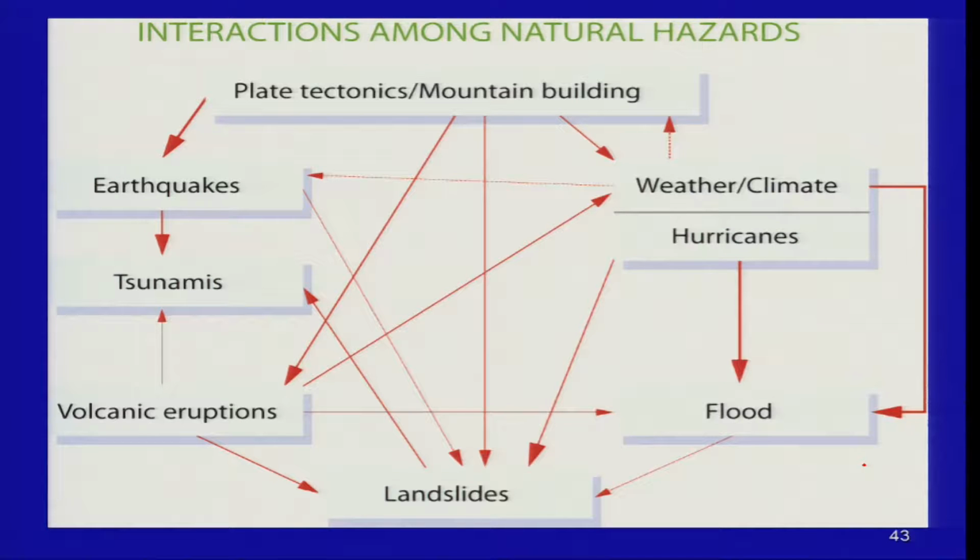Now, this is a very nice correlation which has been made between plate tectonics and earthquakes and other hazards. If you consider the plate motions which we discussed in the previous course, plate tectonics or mountain building activity will cause earthquakes, will cause tsunamis along the subduction zones, and can even result in volcanic eruption. Volcanic eruptions can also trigger tsunamis, and volcanic eruptions can also result in landslides. If the volcanic eruption is taking place close to the ocean, then it can result in a landslide.